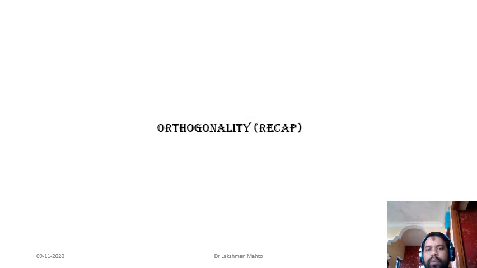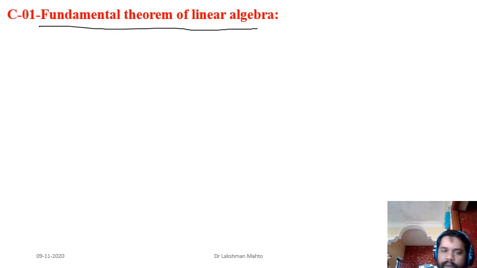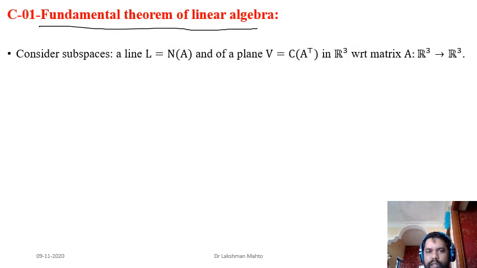So coming to the recap of orthogonality. First, I will recall the fundamental theorem of linear algebra. I had already told during the discussion of the fundamental theorem of linear algebra that we had already discussed only two parts of it. First, it was regarding Sylvester law, rank nullity, and second was orthogonal complement. So here, how to define the fundamental theorem of linear algebra in a complete sense, because now we have the idea of orthogonality, we can discuss all three parts of the fundamental theorem of linear algebra.